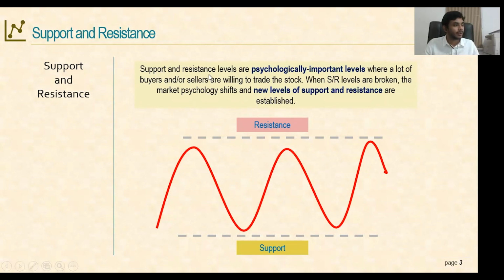Support and resistance levels are psychologically important levels where a lot of buyers and sellers are willing to trade the stock. If you see a particular price chart, you will see the price heading in a particular direction, and once it reaches the peak levels, the price starts to reverse and begins a downward trend. Then it finds a support level, from which point it starts to recover and move in the other direction.